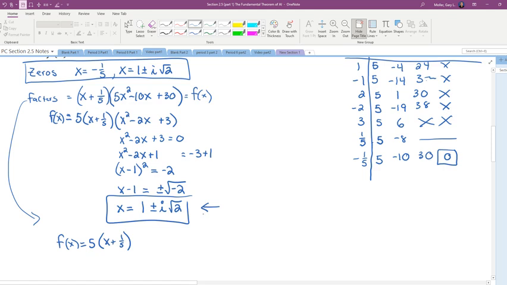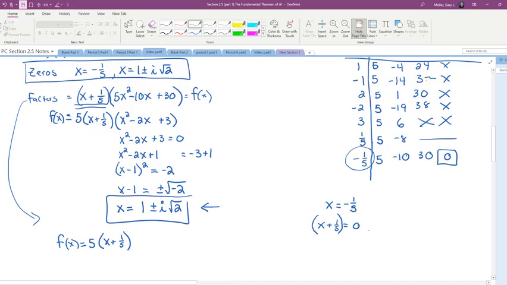So let's just think about how we normally do this. Normally, if I know something is a zero, like for example, a minute ago, I found out that negative 1/5 was a zero. So what factor does that create? Well, I'm basically working backwards. I have found that x equals negative 1/5 is a zero. And so if I add the 1/5 to the other side, I get x plus 1/5 equals 0. X plus 1/5, we're saying, is one of my factors.